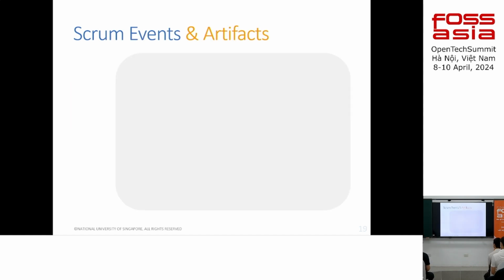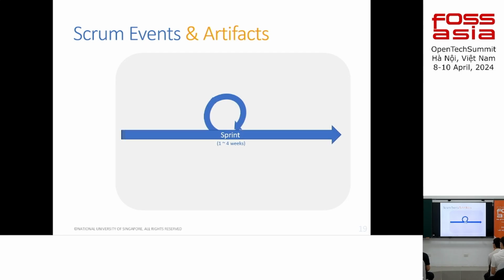Okay. So let's look at Scrum itself, okay? We have the Scrum events and the Scrum artifacts. So what's a Scrum? It takes up the sprint. The sprint is the key of the Scrum itself. So one sprint is no less than 1 week and no more than 4 weeks, so no more than 1 month. If a sprint is more than 1 month, it's no longer Scrum, right? So each sprint is no less than a week, no more than 4 weeks.